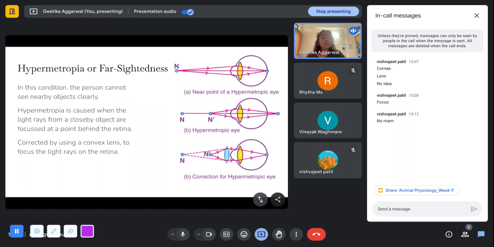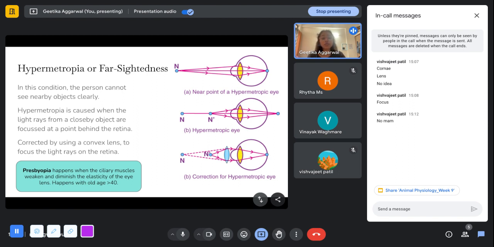So these are the two conditions of myopia and hypermetropia. And there is a third thing which is called presbyopia, which is actually caused because with age, the ciliary muscles, which keep the lens, change the accommodation of the lens. So the lens becomes more convex when we are looking at closer objects, and it becomes flatter when we are looking at faraway objects, right? And that is controlled by these ciliary muscles which attach the lens to the sclera.